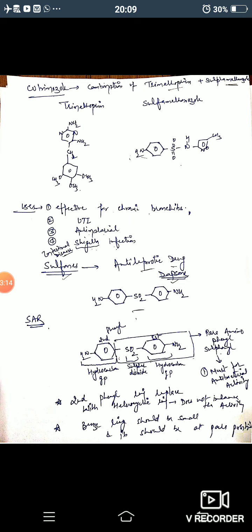Then the uses of cotrimoxazole: it is effective for chronic bronchitis, and it is also useful for urinary tract infection. It is also used as an anti-malarial. It is also used in Shigella infection. Shigella infection means an intestinal disease. So these are the uses of cotrimoxazole.